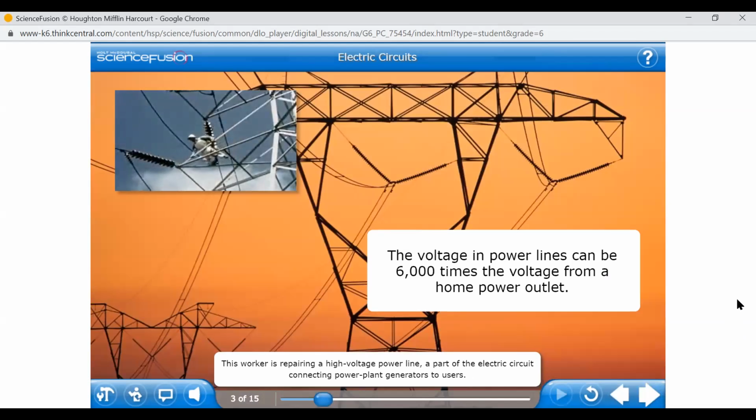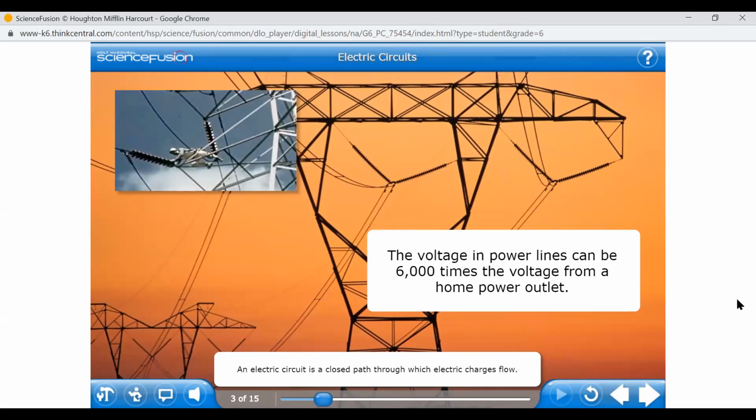This worker is repairing a high-voltage power line, a part of the electric circuit connecting power plant generators to users. An electric circuit is a closed path through which electric charges flow. These power lines carry alternating current, which can be transmitted long distances to power most electrical appliances. Because these electric currents are very dangerous, all parts of the circuit must be well maintained.